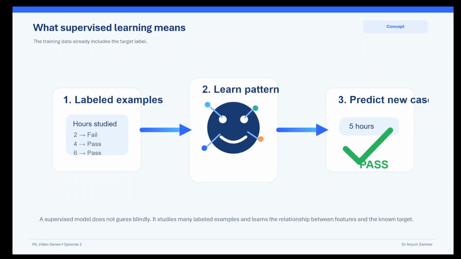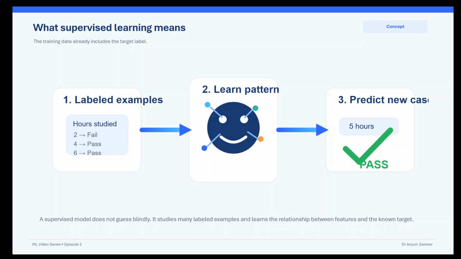What supervised learning means: the training data already includes the target label, so labeled examples are there. For example, hours studied. Somebody who has studied 2 hours has failed. Somebody who has studied for 4 hours has passed. Somebody who has studied for 6 hours has passed. The model is learning from this data. This is just example data.